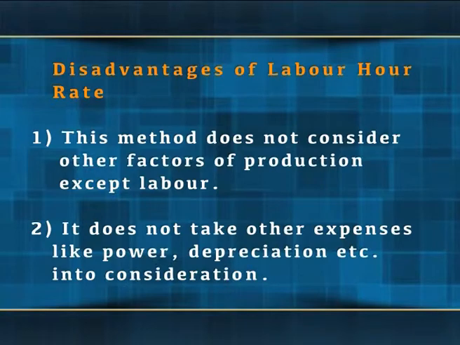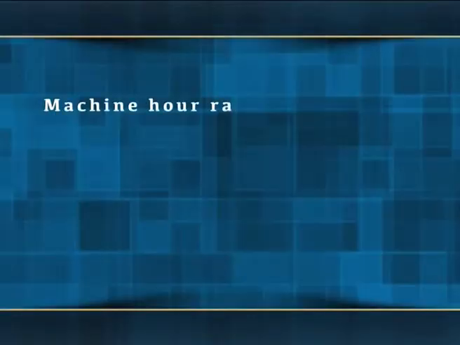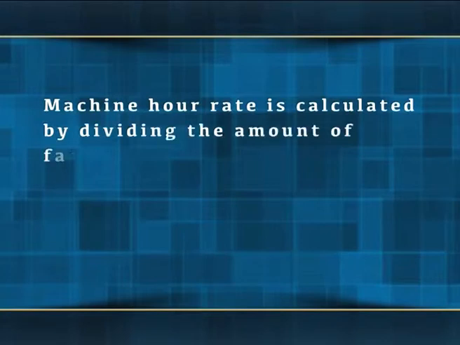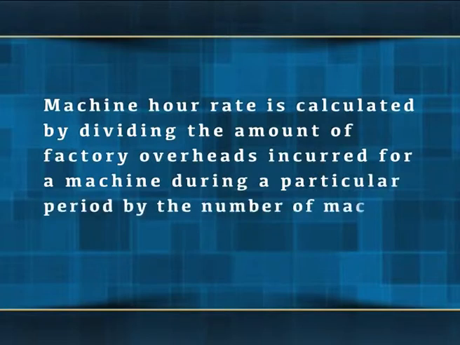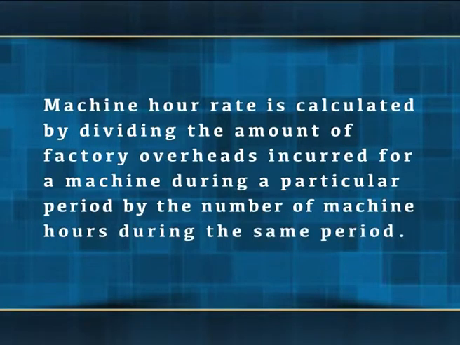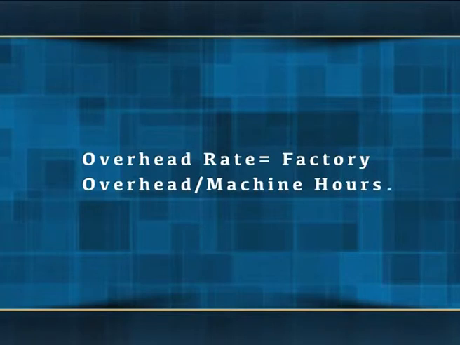Number B, machine hour rate method. This method is used when the process of production is mostly carried out by machines. This method is one of the most scientific methods of absorption of overheads. Machine hour rate is calculated by dividing the amount of factory overheads incurred for a machine during a particular period by the number of machine hours during the same period. The formula for calculating machine hour rate is: overhead rate is equal to factory overhead divided by machine hours.